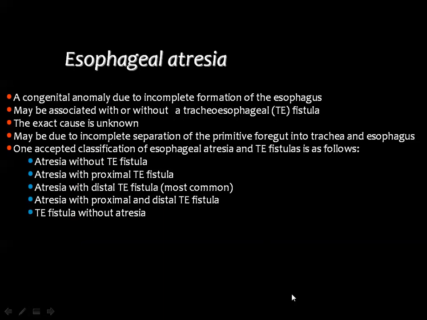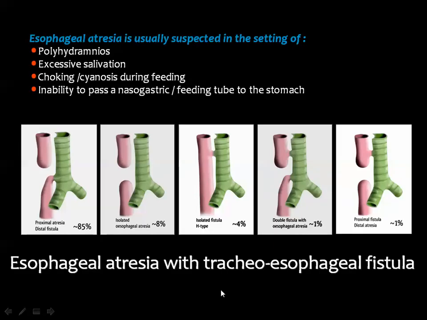Then we come to esophageal atresia, a congenital anomaly due to incomplete formation of the esophagus. It may be associated with tracheoesophageal fistula, or there may not be a fistulous communication with the trachea. The exact cause is unknown, but it is assumed to be incomplete separation of the primitive foregut into the trachea and the esophagus. And we have a classification for this tracheoesophageal fistula, and these are the 5 types.